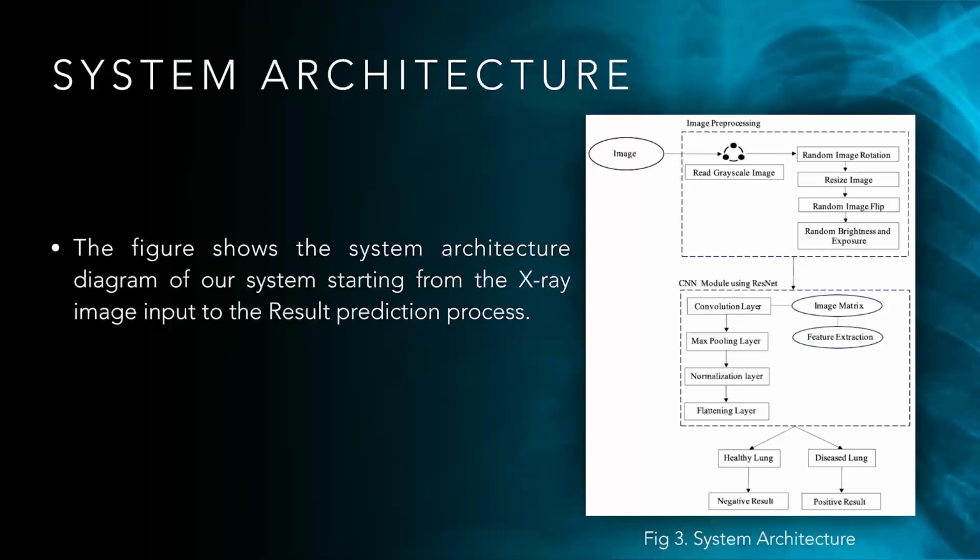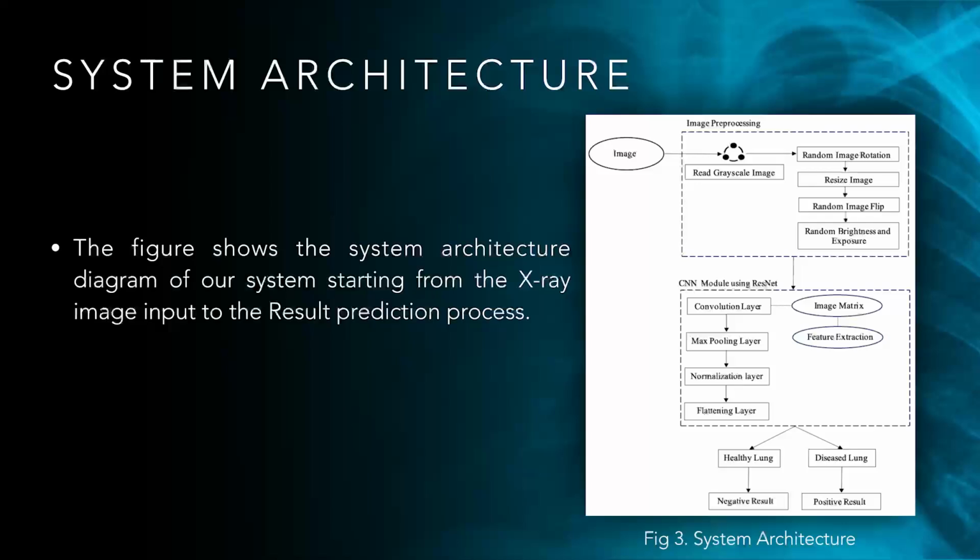The image may be randomly flipped horizontally or vertically to augment the dataset, helping the model generalize better by learning from varied perspectives. And the brightness and exposure of the image are adjusted randomly to simulate different imaging conditions and enhance the model's ability to perform under varying lighting conditions.